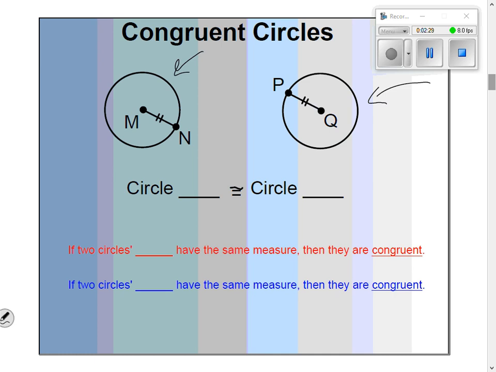How many points are along the edge of a circle? Infinite, right? Where is there only 1 point? In the middle. So this is circle M, and it's congruent to circle Q. So name a circle by its center. If 2 circles' radii are congruent, then the circles are congruent, and same thing for the diameters. Either one is an acceptable conjecture or statement. So far, good? Review.